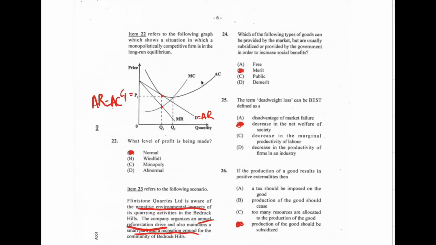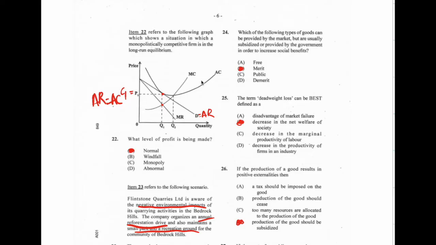24 says, which of the following goods can be provided by the market but are usually subsidized or provided by the government to increase social benefits? B, merit goods. So obviously you can point to the fact that it says social benefits. That means it's going to try and increase the external benefits. Remember, social benefit is equal to private benefits plus external benefits. So the subsidization would increase the positive externalities, which would overall increase the social benefits.